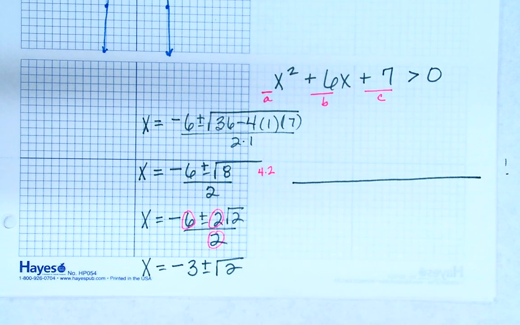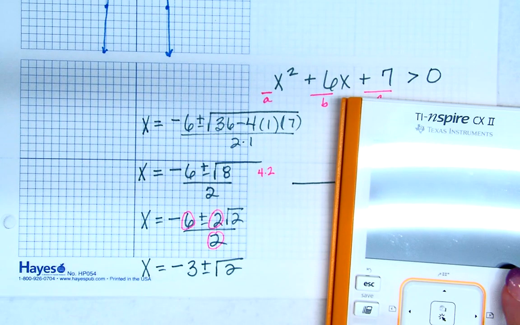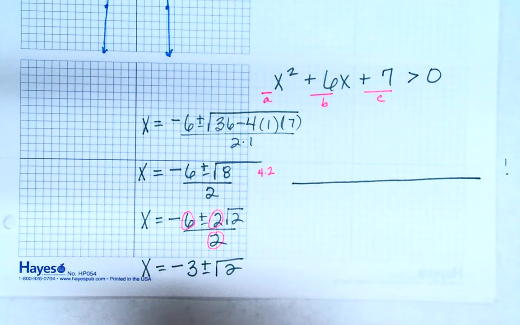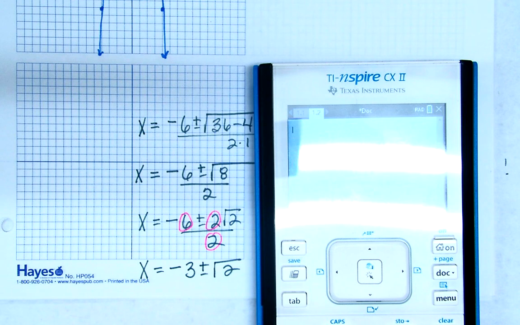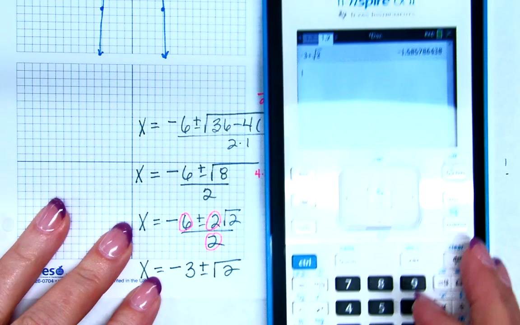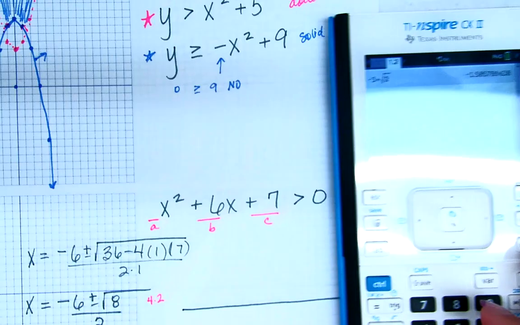It's negative 2.3458. Oh, I think my calculator's being rude. Let's try this one. Let's add a parenthesis to the calculator. I need negative 3 plus the square root of 2. So negative 3 plus the square root of 2 is negative 1.586. Are you okay with that?